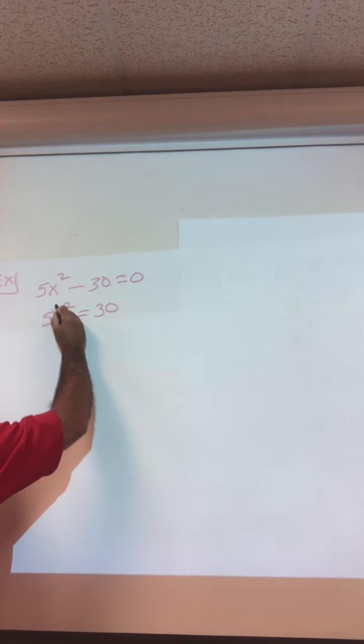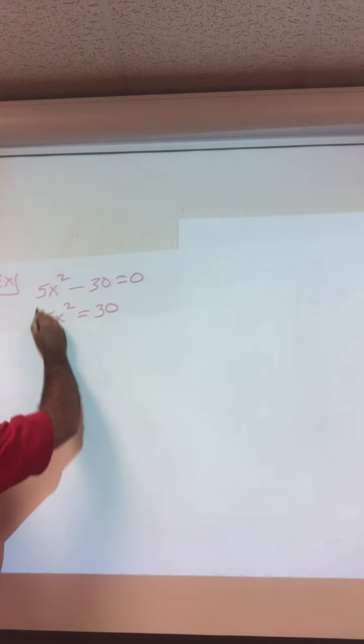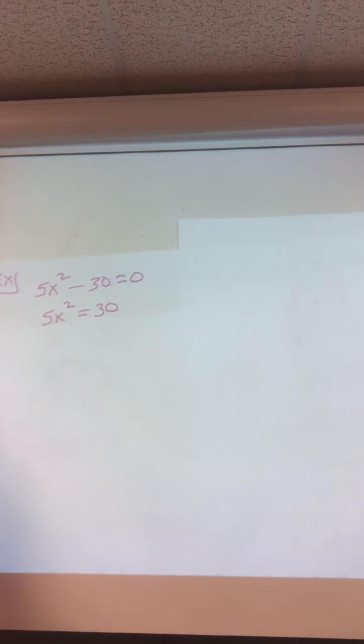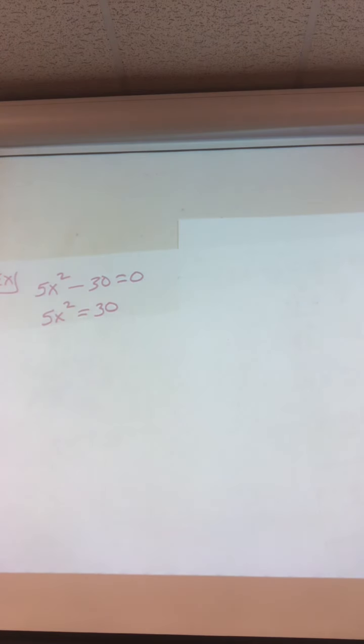Now, if it was in parentheses, you wouldn't have to. If it was in parentheses, I'd take the square root right now. But if you take the square root the way this is written, it's going to be wrong. You've got to get rid of this first. This is a multiplying 5. You get rid of a multiplying 5 by dividing both sides by 5.